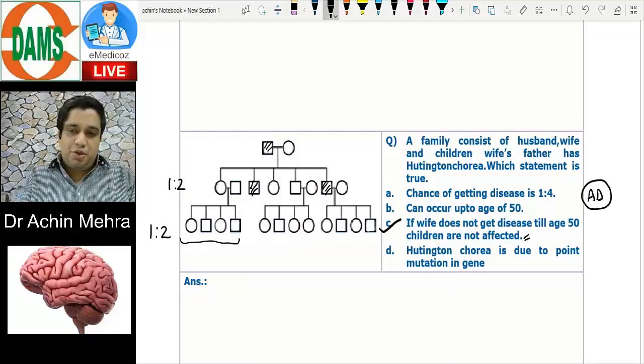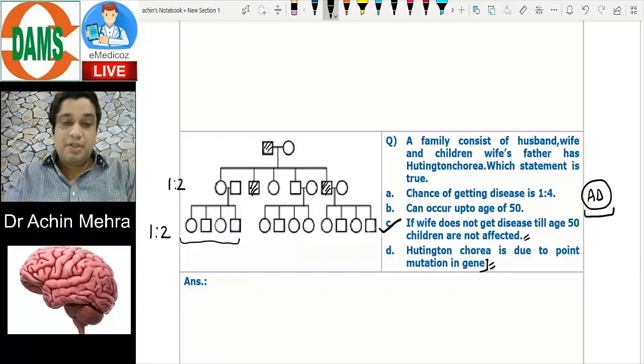Now, Huntington chorea is due to point mutation in the gene. No, that's not a very correct statement. It is an autosomal dominant disorder which occurs due to a trinucleotide repeat sequence defect of CAG repeats. Yes.